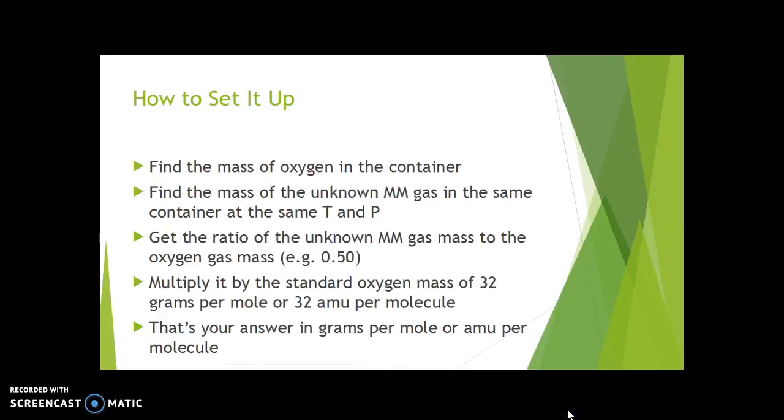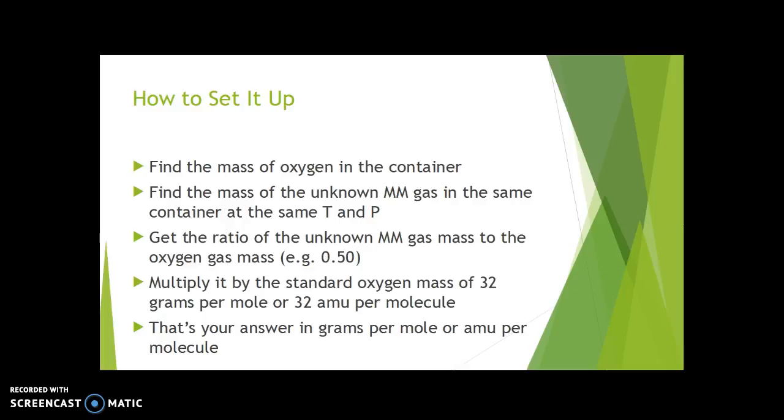So how we set all of these problems up is we find the mass of the oxygen in a container. We find the mass of the unknown molar mass gas in the same container at the same temperature and pressure. So same volume, same temperature, same pressure. And we find the ratio of the unknown molar mass gas mass to the oxygen gas mass. In the case of the methane, that ratio was 0.50.